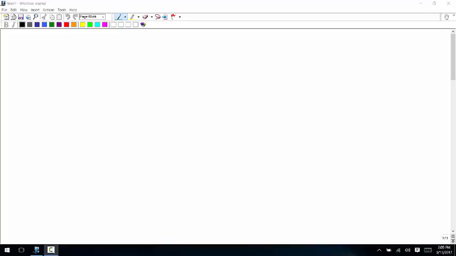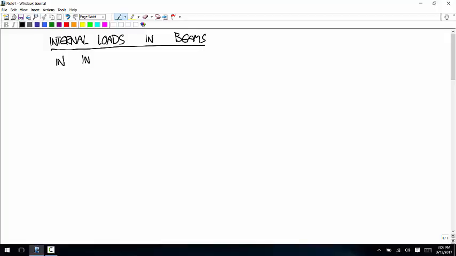All right, so we're doing internal loads and beams. And we started talking about distributed loads. We did one example at the end of last time, and now I'm going to show how we deal with weight with internal loads. When you're doing internal loads problems, weight has to be treated as a distributed load.